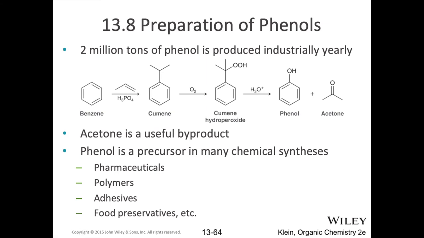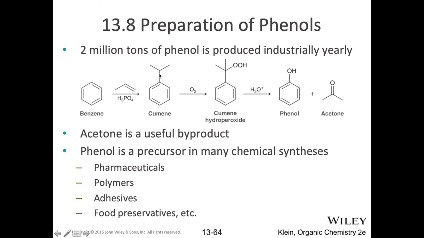Okay, so I mentioned earlier that phenols, as compared to other alcohols, are pretty good acids, and that makes phenols pretty useful in terms of their chemical properties. So how do we make phenols? Well, we produce a lot of it, and we typically start off with benzene or benzene derivatives, and we can oxidize it relatively easily.